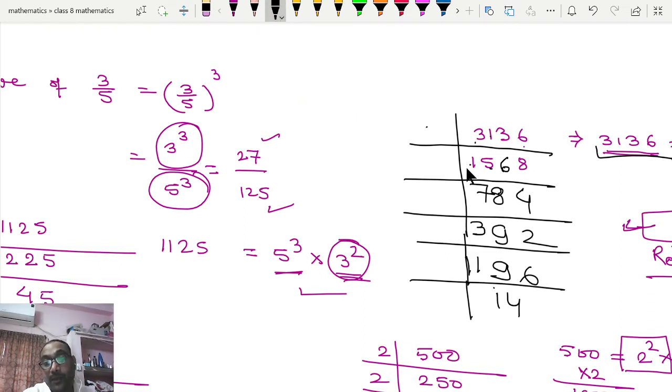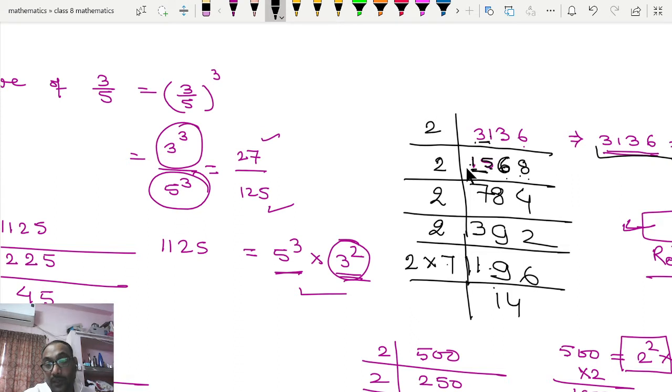See, if you divide it by 2, the result will be 1568. So whenever dividing any number, you must check: 15 divided by 2 gives 7, and 68 divided by 2 gives 34. Clear? Now the unit digit is 8, so it can also be divided by 2. 784 is the right answer. Again we are dividing it by 2: 392. Again we are dividing it by 2: 196. We all know that 196 is the square of 14.